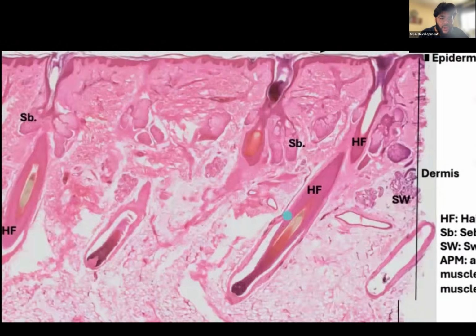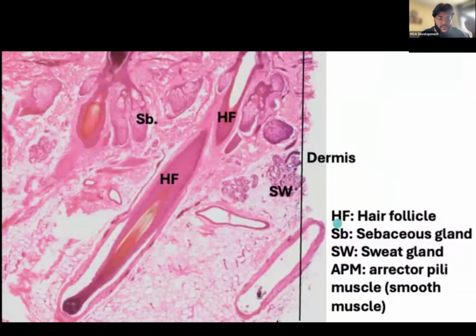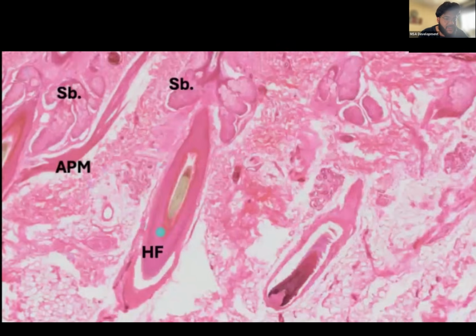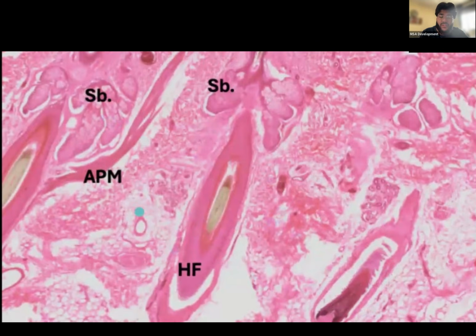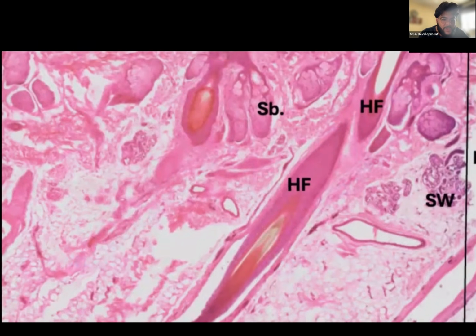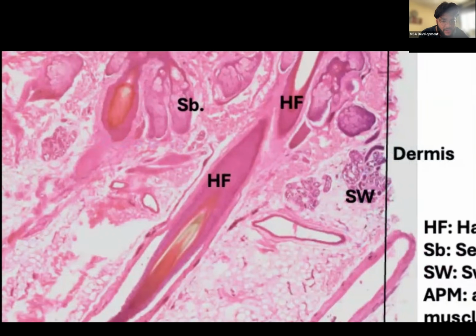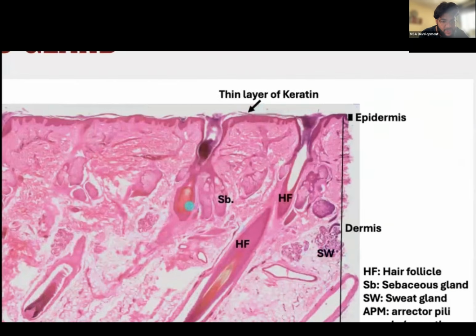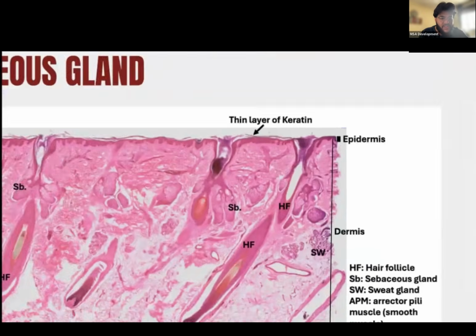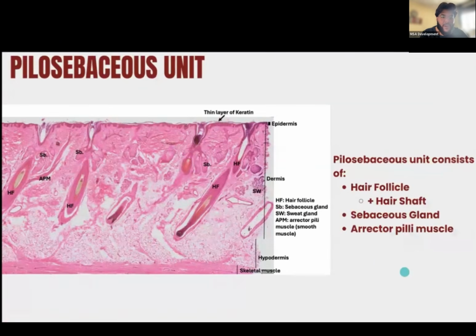So our pilosebaceous unit is made up of four things, okay? Before we move on to those four things, let's quickly mention everything on the slide. So we have our sebaceous glands, we have our erector pili muscle, we have our hair follicle right here, hair follicle again over here, and we have our sweat glands over here, sebaceous gland, hair follicle, as you saw over there, and that's all for now. Now, the pilosebaceous unit.